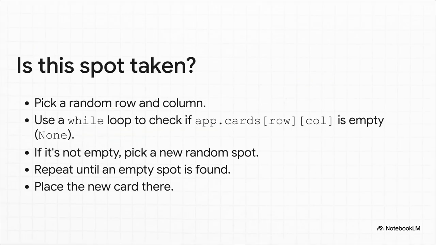But hang on, what if the program randomly picks a spot that's already taken? We could accidentally write over a card we just placed. We need a safety check, and that's where a while loop comes in to save the day. This loop basically tells the program, hey, keep picking random spots until you find one that's actually empty. It's a simple little loop, but it's a super powerful way to make sure our code doesn't break.